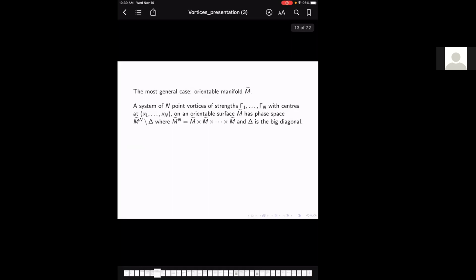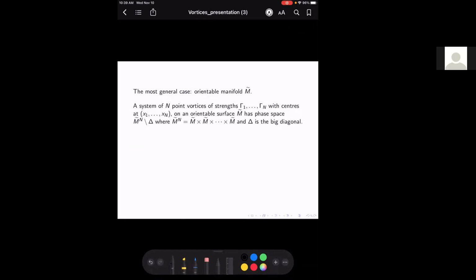We have an orientable manifold M tilde, which will be our most general case. So there is our orientable manifold M tilde, and there are a couple of vortices strewn about. We suppose that their centers are x1, x2, and all the way up to xn. And the vorticities are respectively gamma 1, gamma 2, and all the way to gamma n.